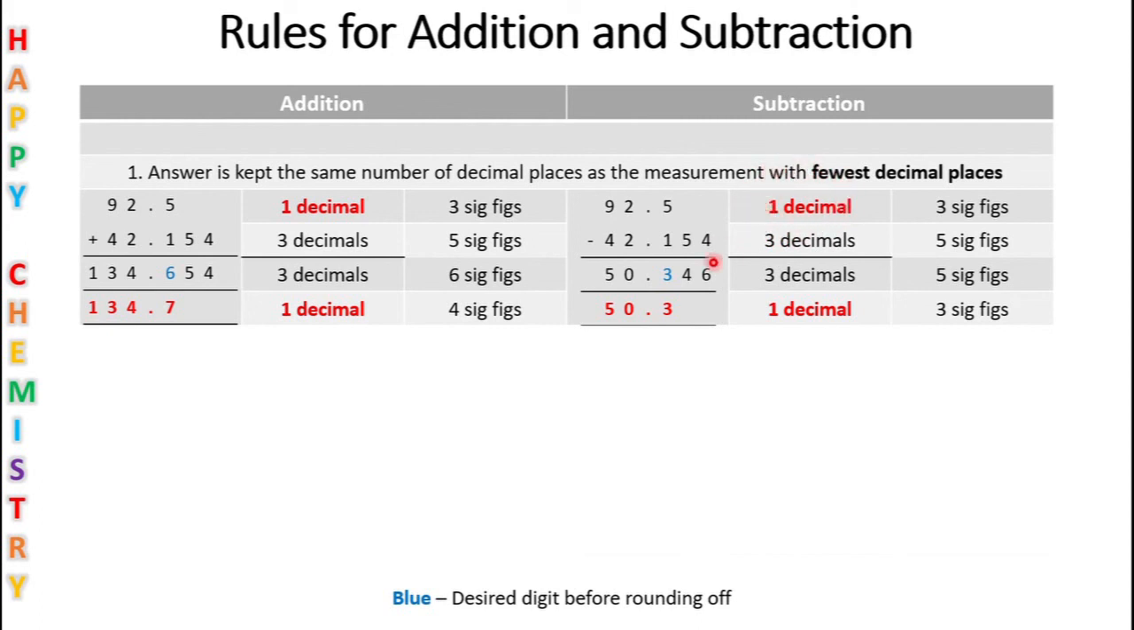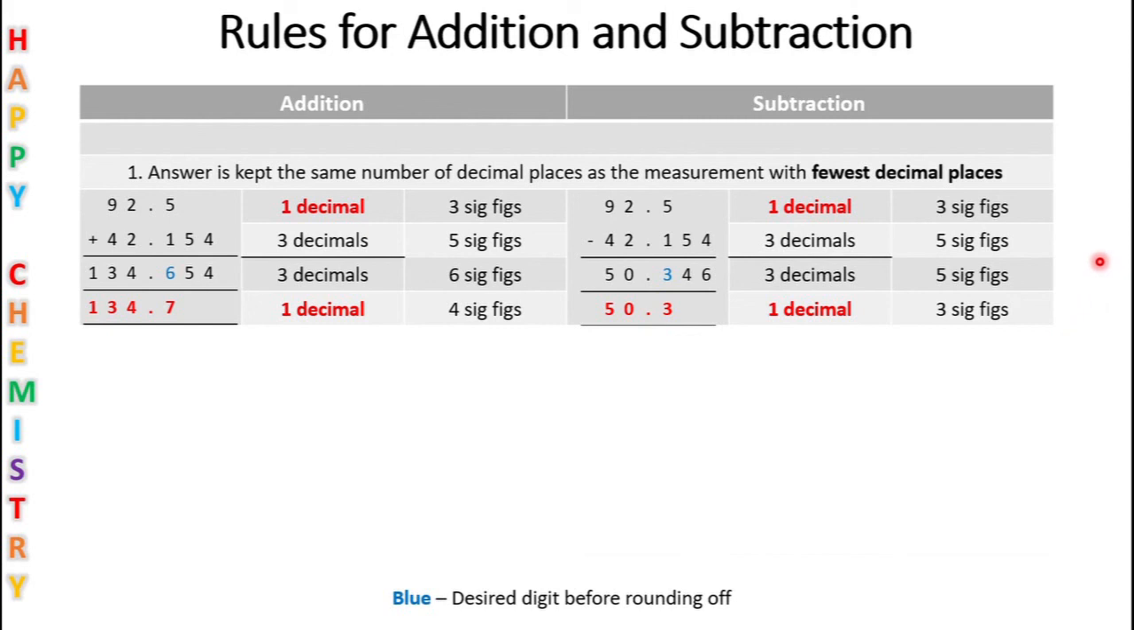In 50.346, the desired digit is 3. The rounding off rules apply here. The desired digit is rounded down and the final answer is 50.3.